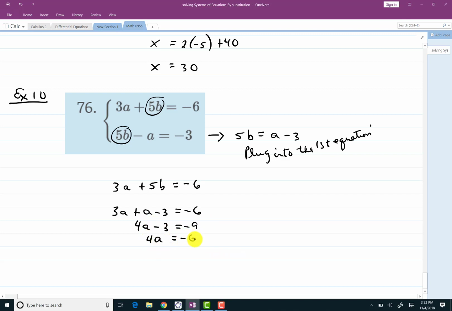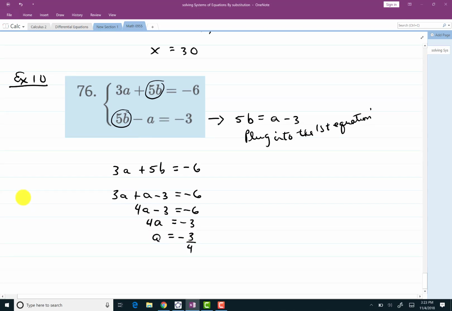4A equals negative... Oh, I boo-booed. Let me change this. 4A minus 3, that was equal to negative 6. And now I'll go ahead and add 3. I'll get 4A equals negative 3. I will divide by 4, so I will get A equals negative 3/4.